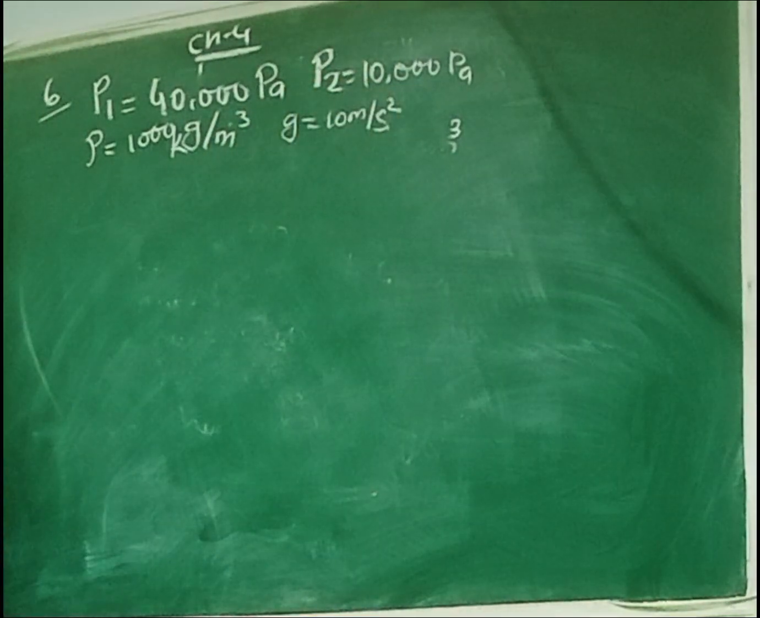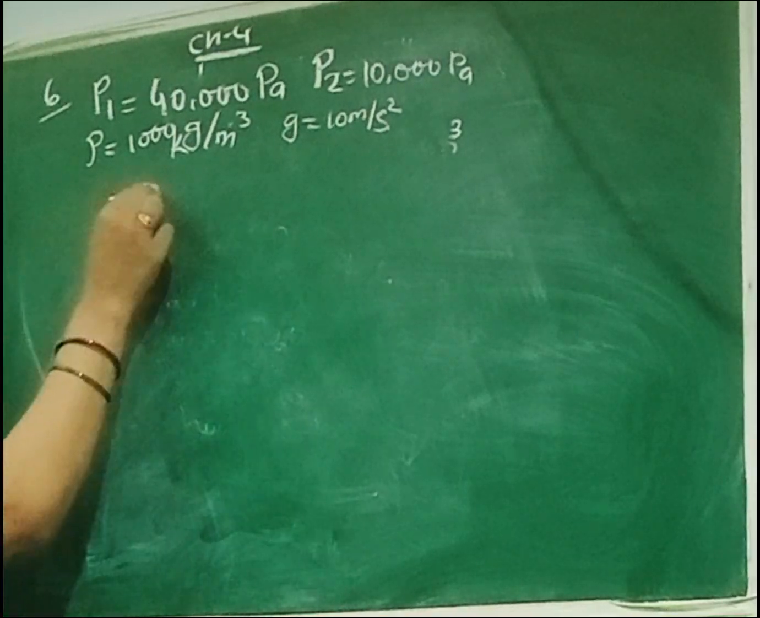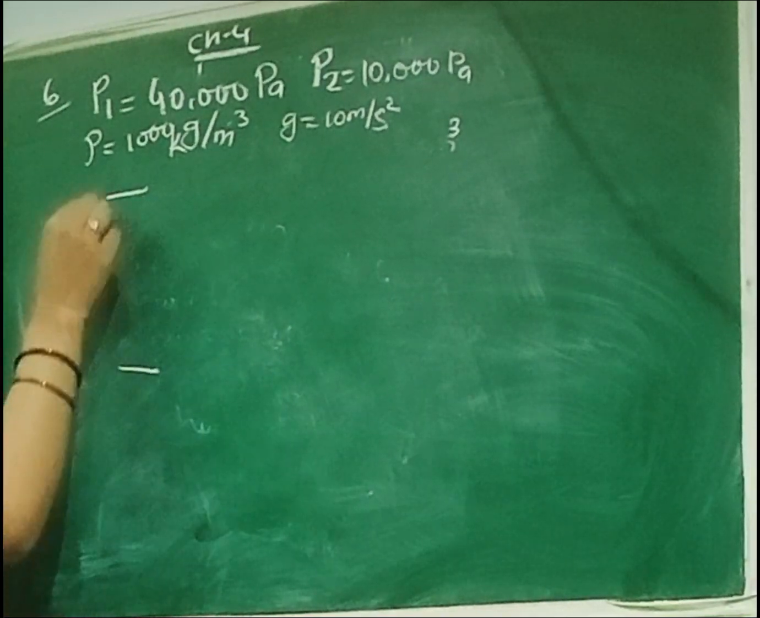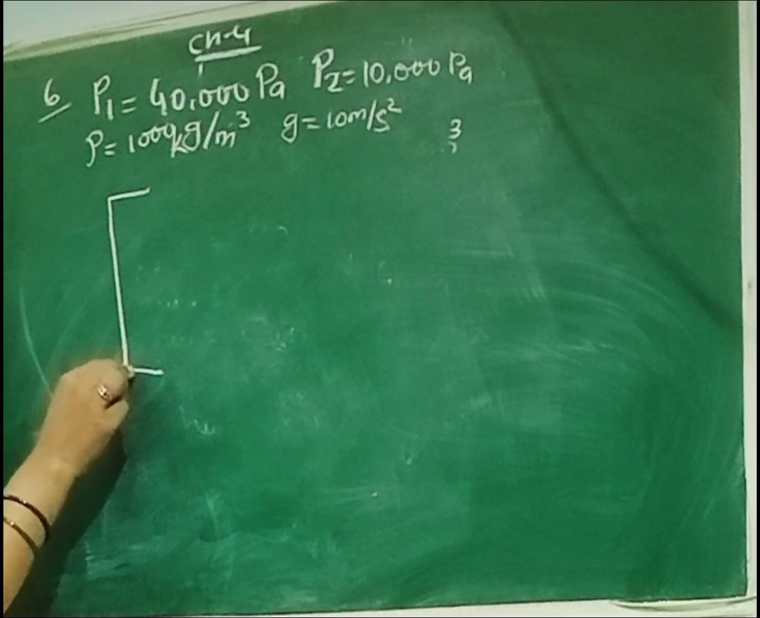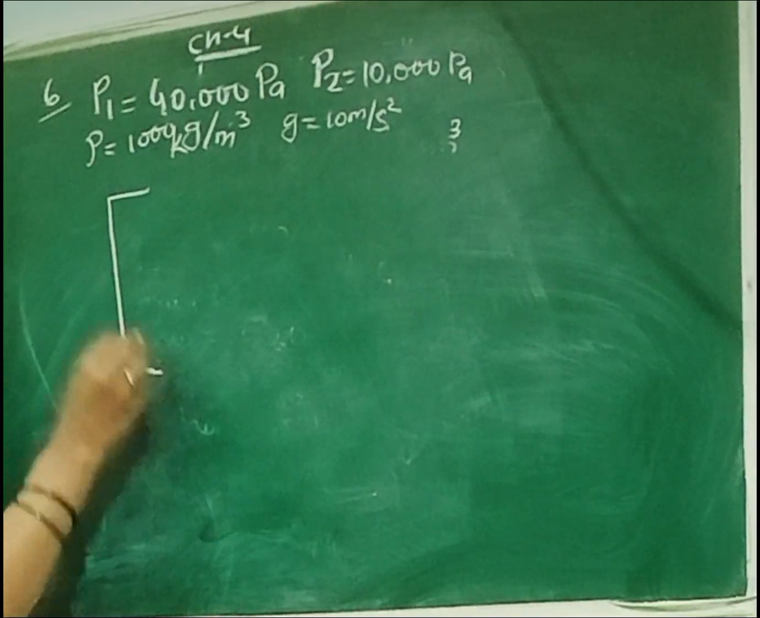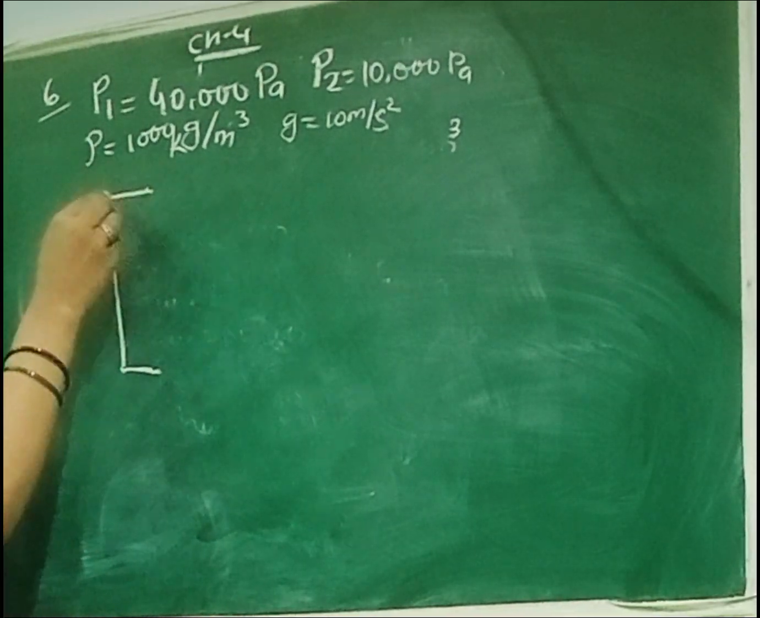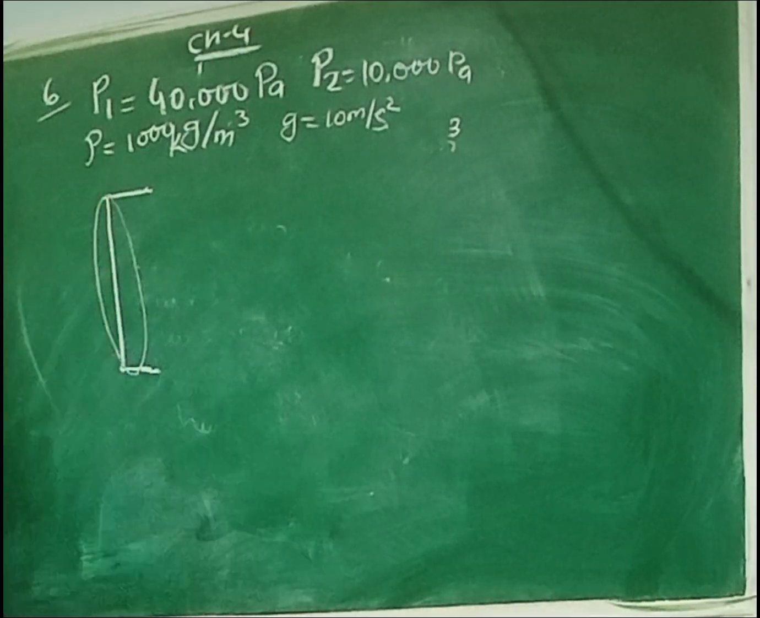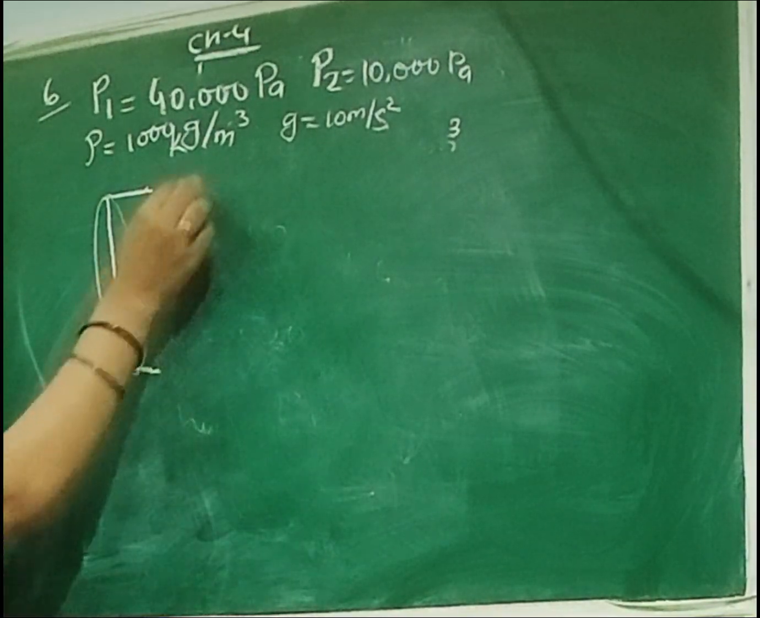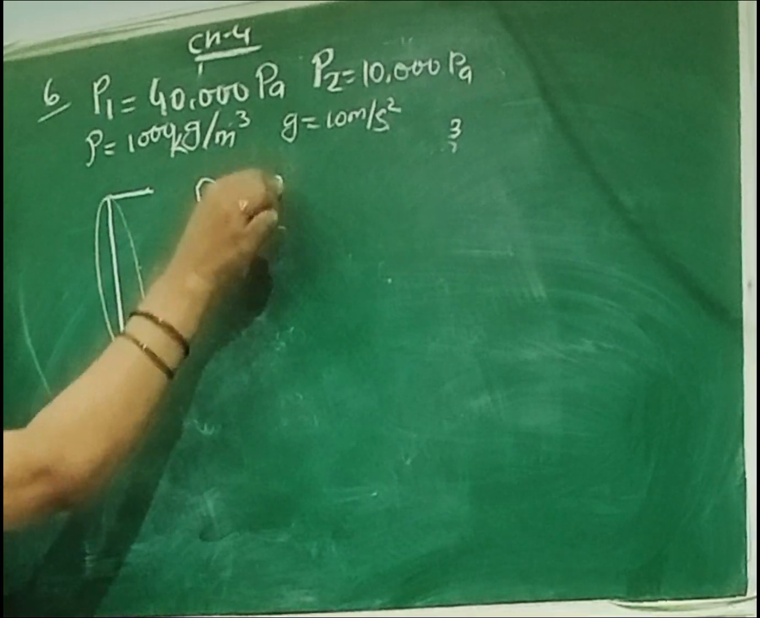Now you need to see. We need to find out these are the two areas. We need to find out the height. Okay. So the pressure here and here is given. If you find out the pressure here, you can find out the height, because we know that P is equal to h rho g.